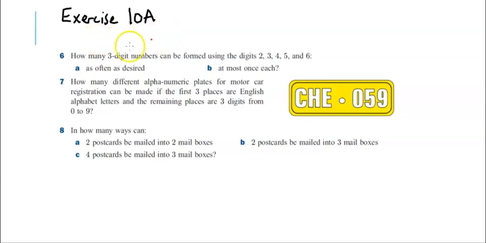Okay, let's do some homework problems from exercise 10A. Let's look at question 6. How many 3-digit numbers can be formed using the digits 2, 3, 4, 5, and 6? And then part A says, as often as desired.